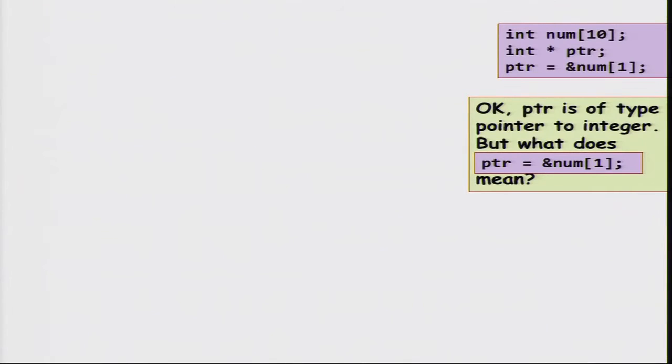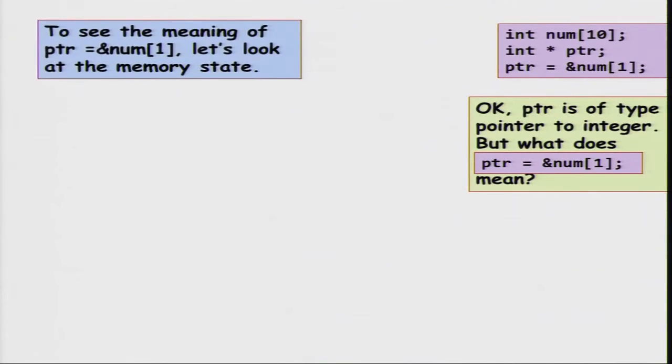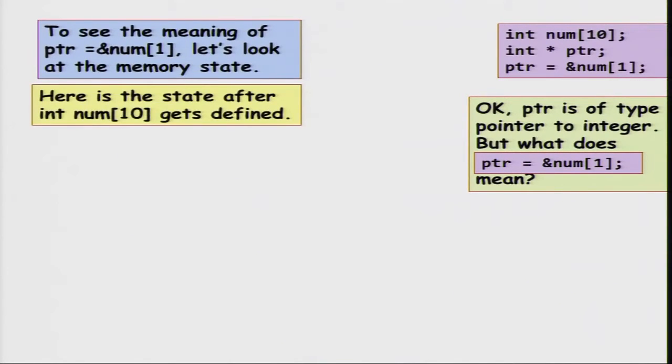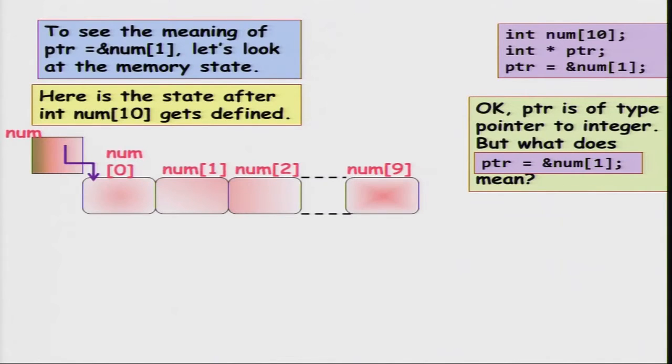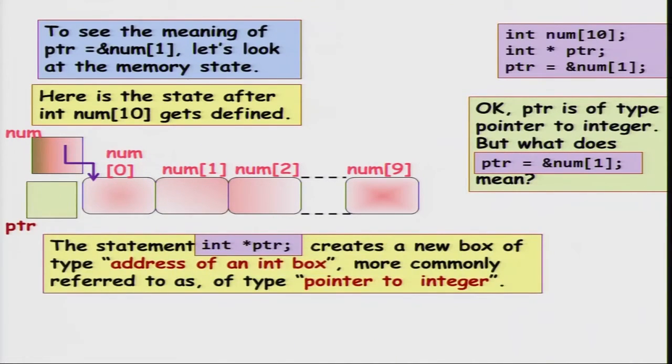So, ptr is a pointer to an integer, but what does ptr = &num[1] really mean? Let us look at the memory status once you declare this array. We have num, which is the address of the first location, and somewhere in memory we have 10 consecutive locations corresponding to the array num[0] through num[9]. Now, I declare int *ptr. So, I create a box. This box is supposed to hold the address of some integer variable.